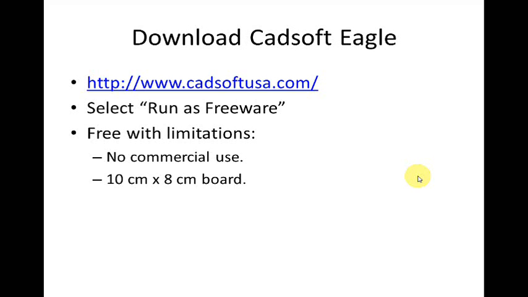So, first step, if you're going to be doing this, is to go to cadsoftusa.com and download the Eagle electronic design software. And when you're installing it, it's going to run. We want to choose Run as freeware. For educational purposes, it's free, which means no commercial use, and we have some limitations, mainly that the printed circuit board that we produce can't be bigger than 10 centimeters by 8 centimeters, which is pretty big for most small projects. We're not going to be designing motherboards or anything like that most of the time.